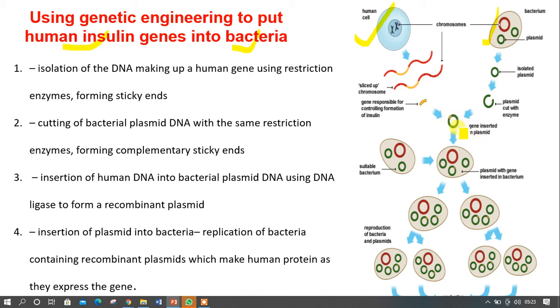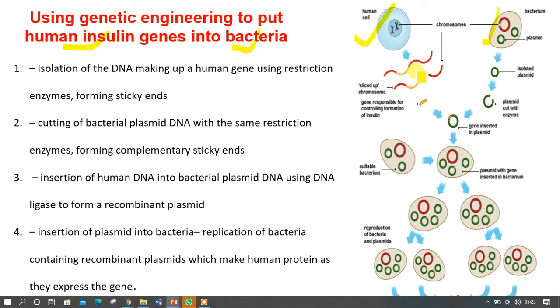So the gene for the manufacture of insulin is now inserted into the plasmid, which is cut with the restriction enzymes. Now, a ligase enzyme is used to join them together. Once that is done, the plasmid is inserted back into the bacteria, and it keeps reproducing to produce more insulin. So this is the process majorly.